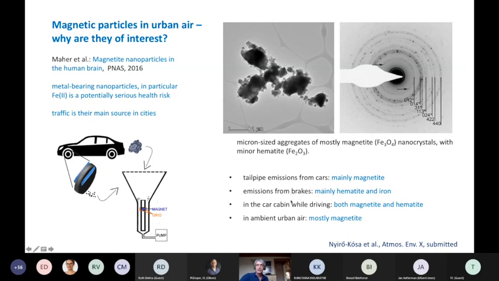And we also collected particles with a personal sampler in a car cabin while driving. So while you are driving on the freeway, you inhale both magnetite and hematite, not surprisingly, because you get it from the emissions and also from the brakes. But in ambient urban air, it's mostly magnetite. So we think that this is the more important source at present, at least in the city of Veszprém.